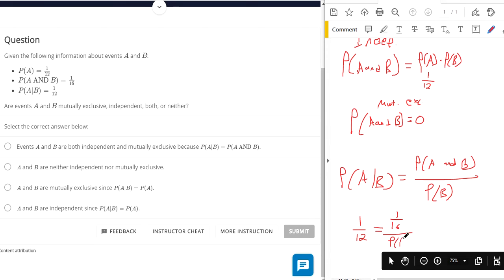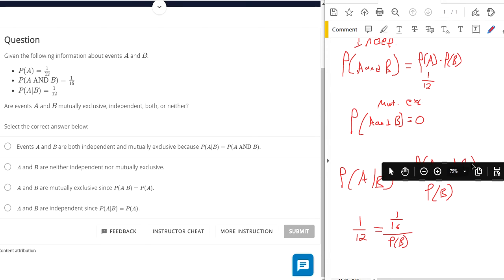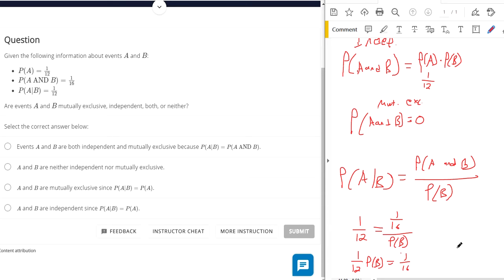And now this is a little algebra equation to solve for the probability of event B. You can multiply the probability of event B to both sides. That gets it out of the denominator. And then multiply 12 to both sides to get the probability of event B is 12 out of 16, which when you simplify is 3 out of 4.